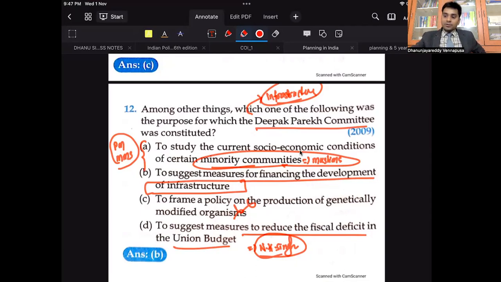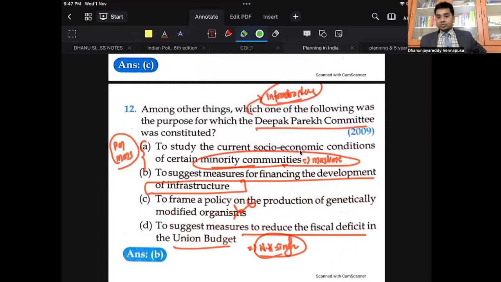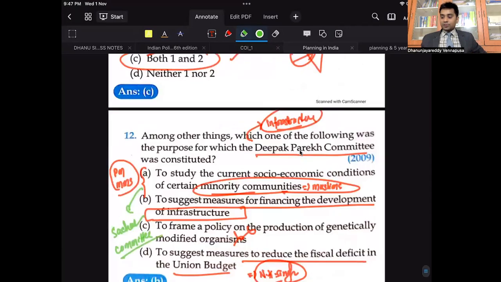This is the thing that is available. So if you look at this, let me finish it here itself. To study the current socio-economic conditions of Muslims, you have such a committee. This is another data that you have to remember.